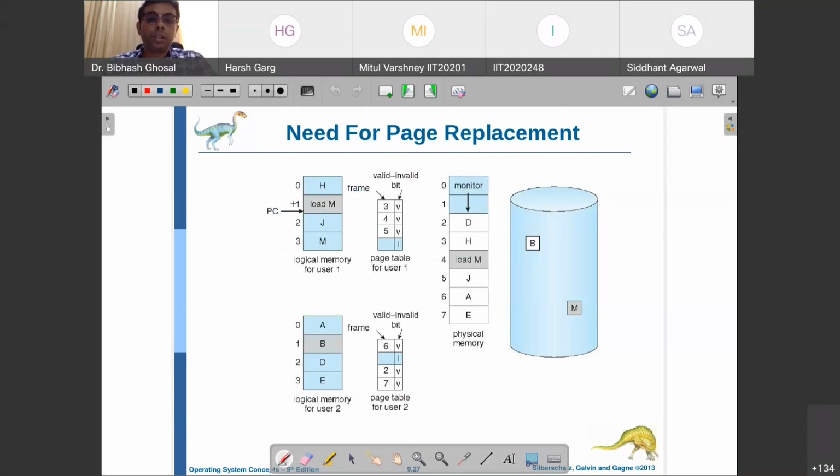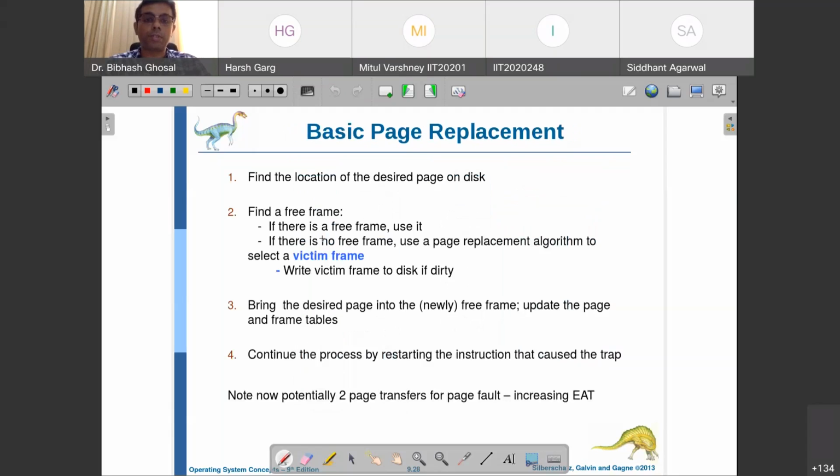Here you go. Suppose I have to load this particular page number 1. Page number 1 does not exist here, so I will get an invalid page. The moment I get an invalid page, I have to go to the hard disk and bring this page, load it somewhere here in frame number 4, and update page number 1 with the entry 4. This is what I have to do. The problem is if I don't have enough space.